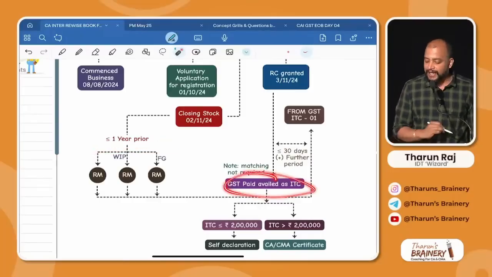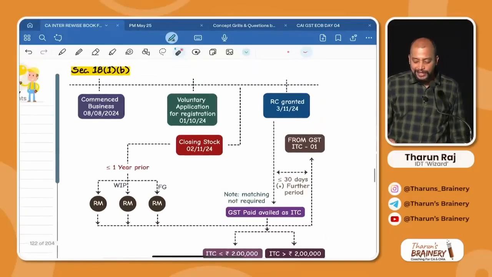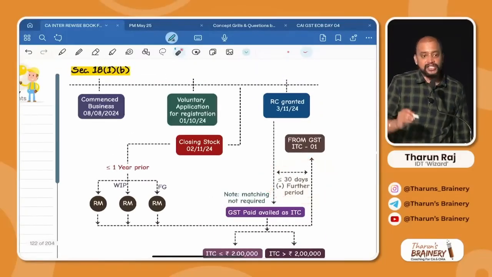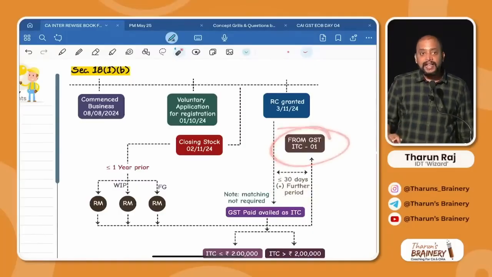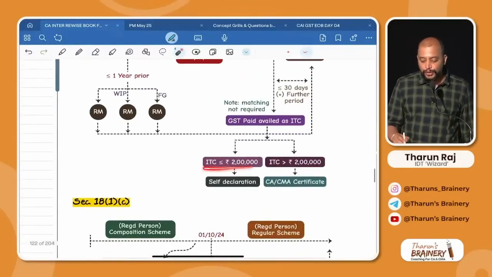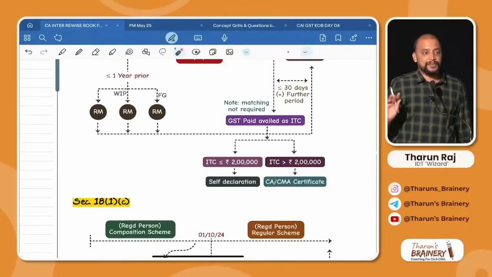The GST paid can be availed as ITC. Here also matching not required, and here also it should be taken within 30 days or further period. And how to avail this ITC? Again ITC 1. And what if the ITC amount is up to 2 lakhs, self declaration? What if ITC amount exceeds 2 lakhs, CMA certificate?